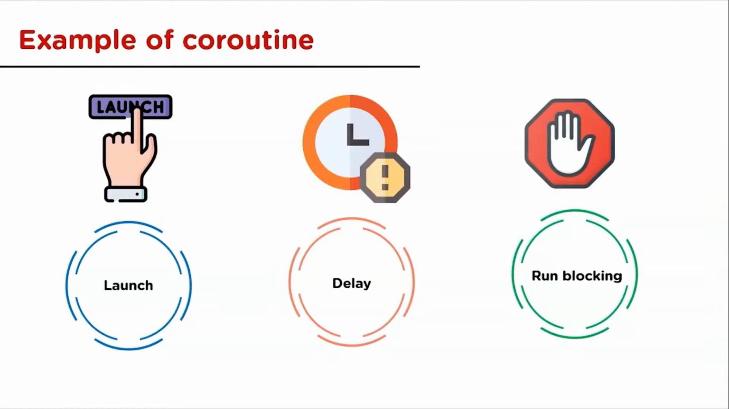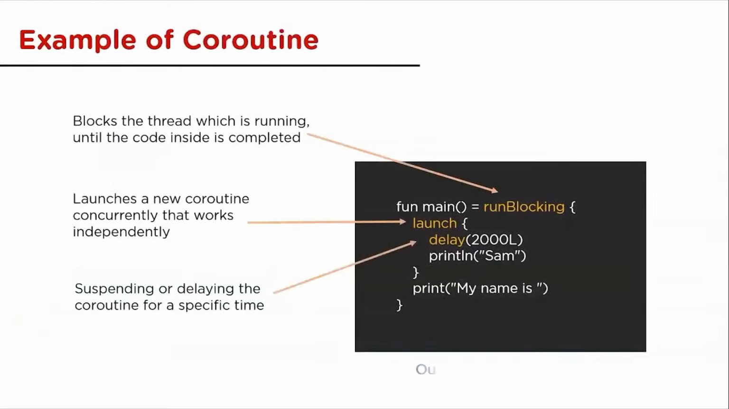Now, as we can see in this example, here the run blocking refers to the thread that runs it, that is the main thread. It is the scope of the coroutine. Launch. Here launch will launch a new coroutine concurrently. Then there is delay. Delay will suspend the coroutine for a selected time. Here that selected time is 2 seconds. By default the time is in milliseconds.